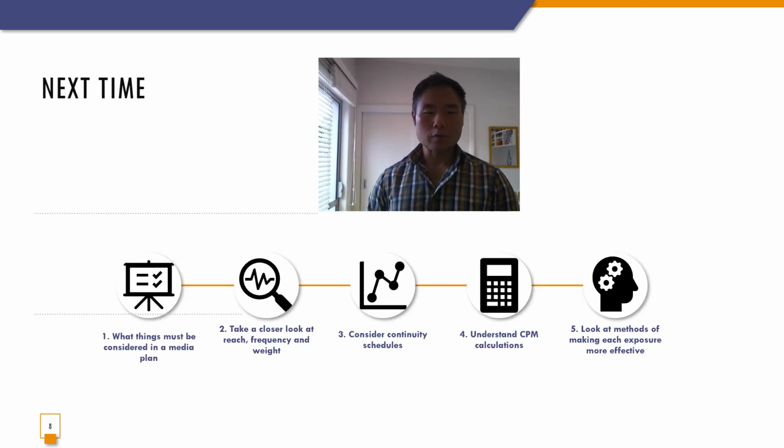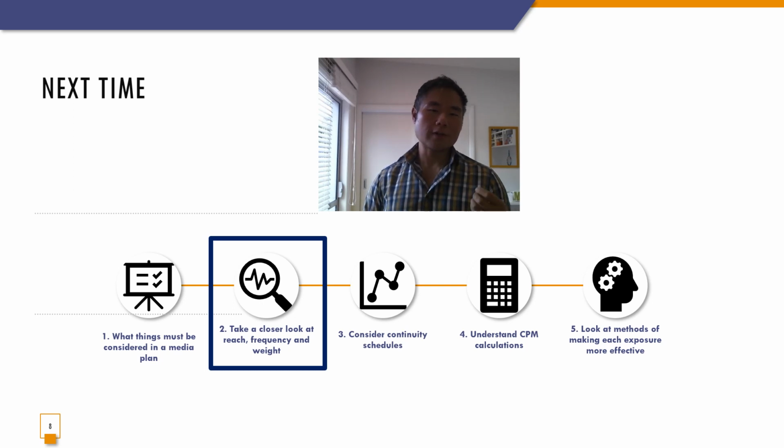Right, so next time we're going to look at those media planning objectives, specifically reach, frequency, and weight.